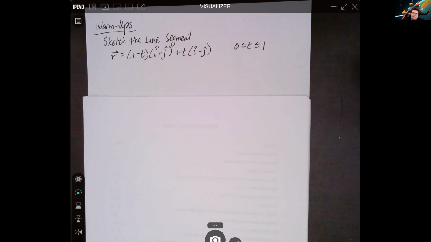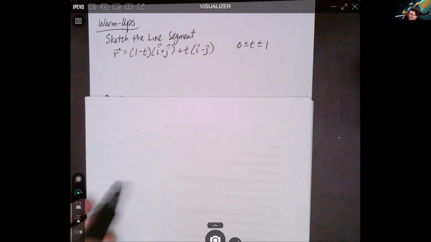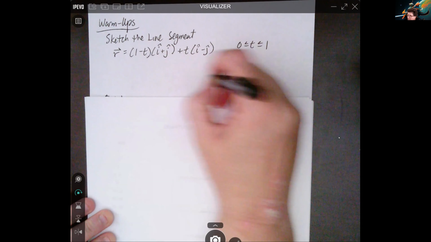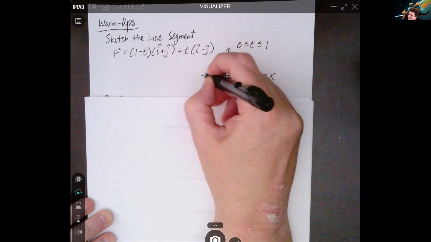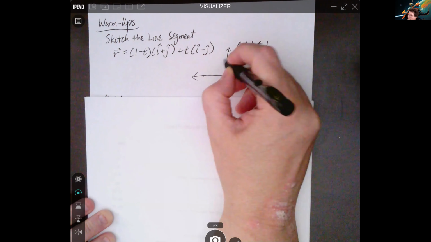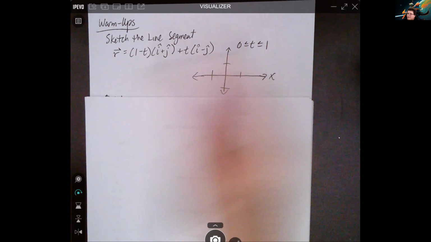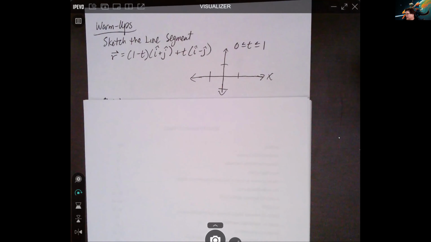So how could I sketch the line segment on this one? It's just 2D, right? Maybe I should give you guys 2 minutes to try this one. It's not too challenging.